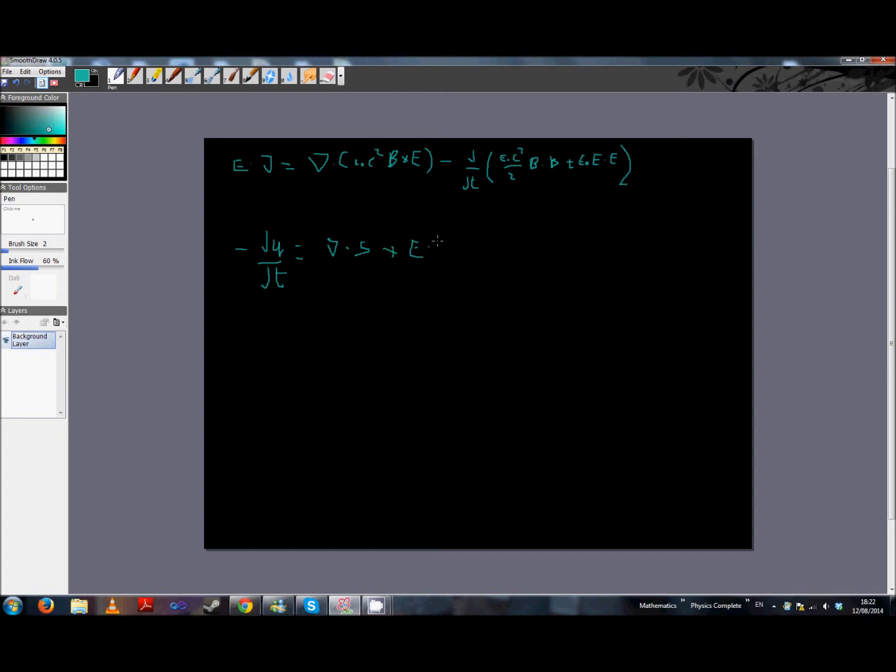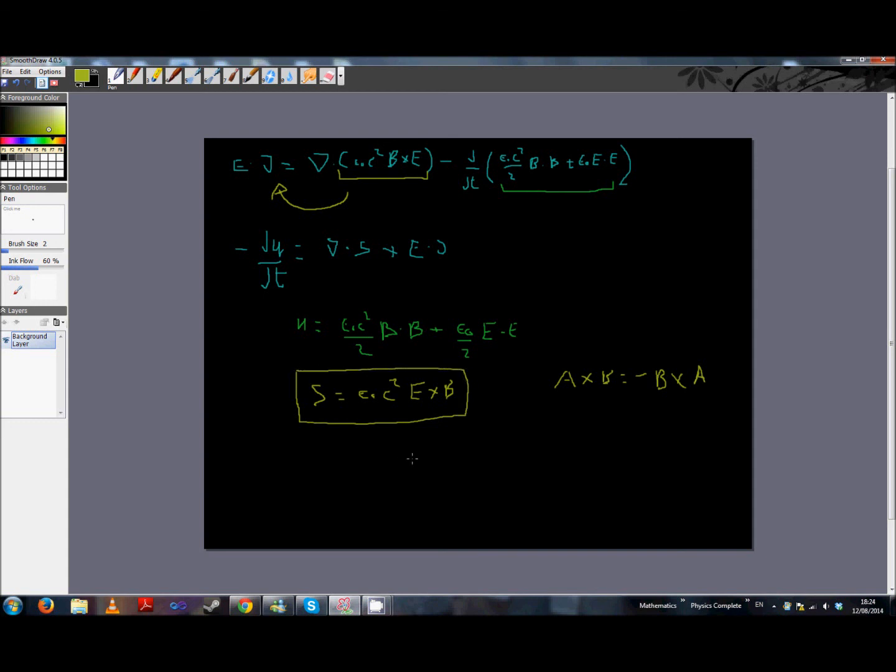And looking at the above equation, we can show that the energy inside the electromagnetic field contains both a magnetic field and an electric field. And the energy U is equal to epsilon 0 c squared over 2 B dot B plus epsilon 0 over 2 E dot E. And when you take the highlighted term in yellow over to the left-hand side of the equation, you can show that Poynting's vector S is equal to epsilon 0 c squared E cross B, using the fact that A cross B is equal to minus B cross A. So, over the course of these two videos, we have successfully derived Poynting's vector for the energy flow inside electromagnetic fields.